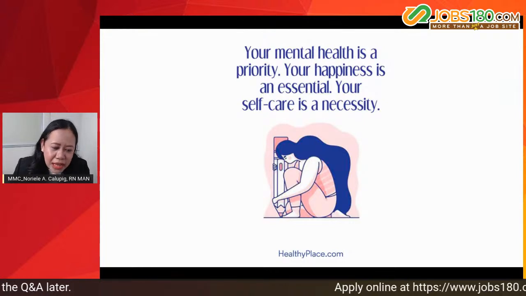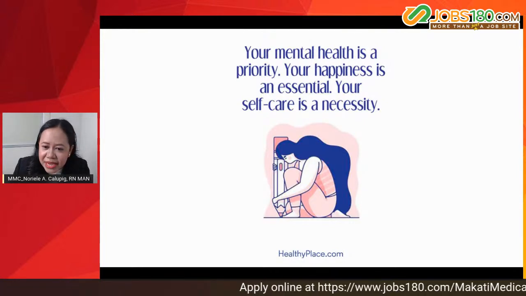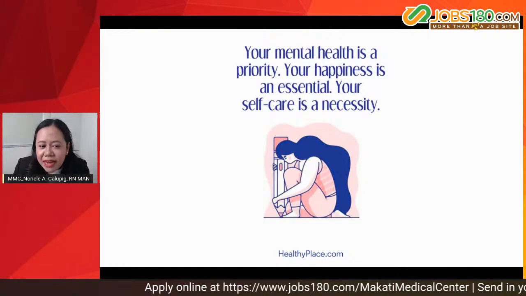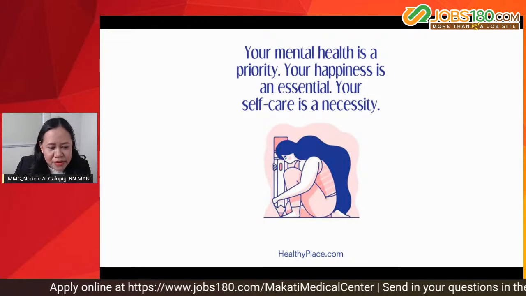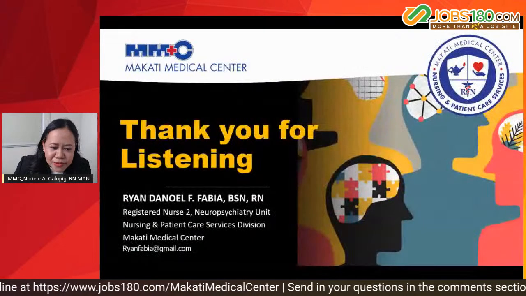Meron nga nagsasabi na kung bigay ka ng bigay, mauubos ka. So kailangan meron ka ng reserba para sa sarili mo. And that's all. Thank you so much.